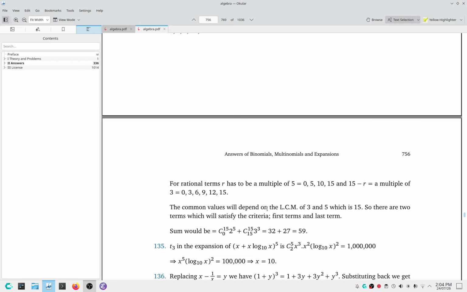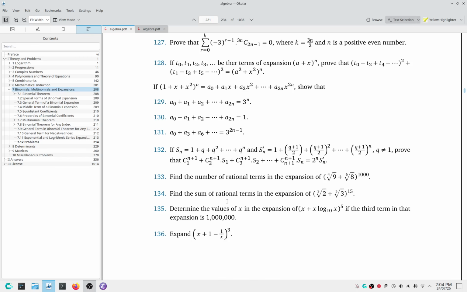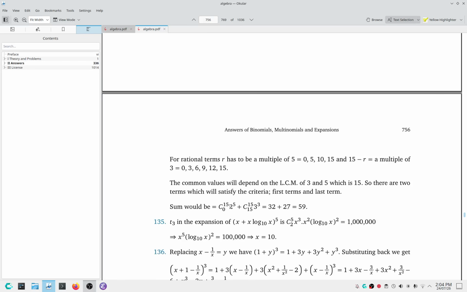The common values will depend on the LCM of 3 and 5, so there are two terms which will satisfy this criteria, that is the first term and the last term. And thus, we have to find the sum of rational terms. Sum would be 15C0 times 2 to the power 5 plus 15C15 times 3 cubed, that is 32 plus 27, and that is 59.